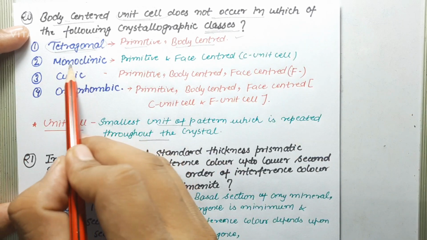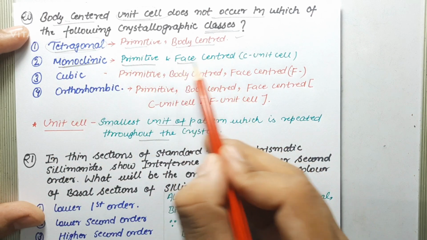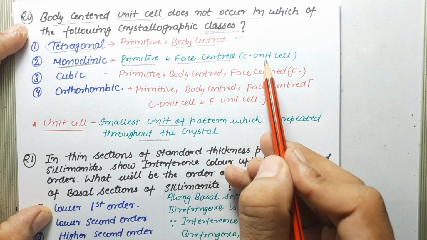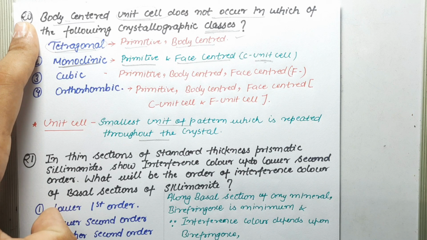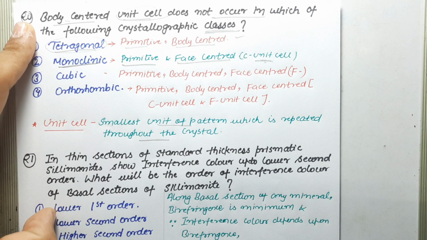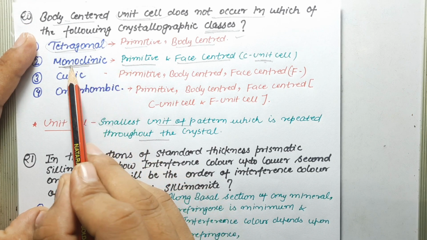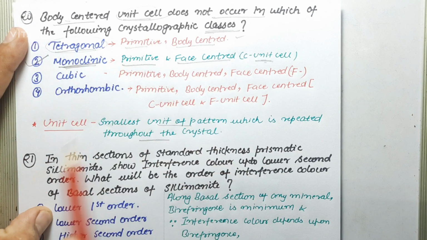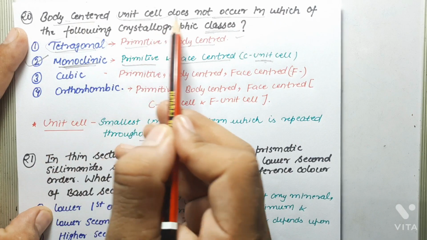In case of the monoclinic crystal system, it contains primitive and face centered unit cell. Okay, and face centered means C type unit cell, in which there are lattice nodes at the corners and at the center of any two opposite faces. Okay, so the monoclinic crystal system does not contain body centered unit cell. So this is the correct answer, as the question is asking in which crystal system the body centered unit cell does not occur.